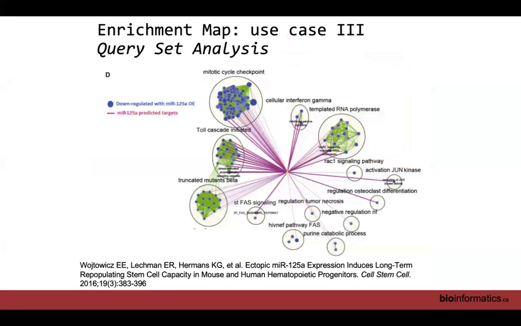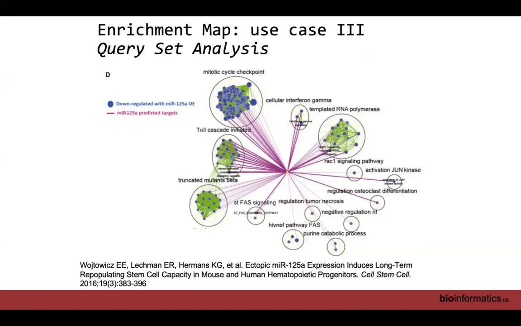A third use case. So you have your network and you've done your pathway network analysis, but you have some other piece of information that you want to get out of the network. Let's say you have a microRNA that is differentially regulated and you want to see which pathways the targets of this miR potentially could be part of. So there's something called a query set analysis, or a post analysis.